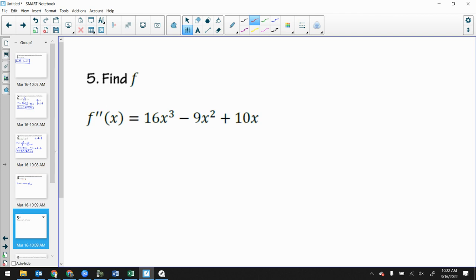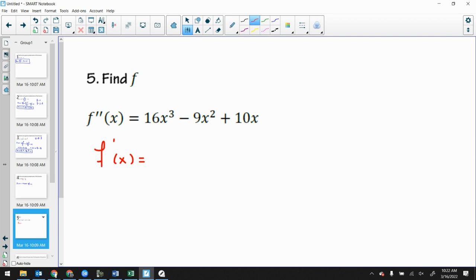So let's find. Look here. I give you f double prime. So now let's find the original function. If we know f double prime is 16x to the third minus 9x squared plus 10x, let's find f. All right, so let's find f prime first.